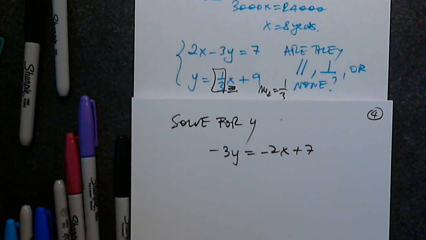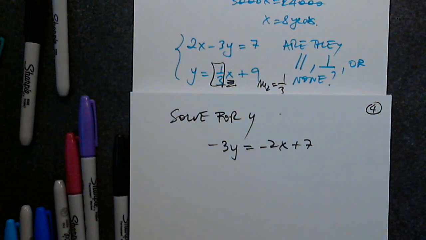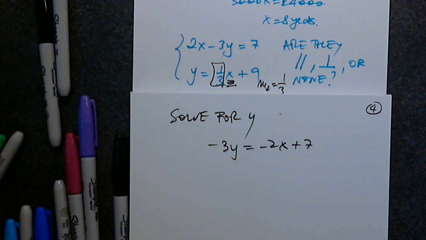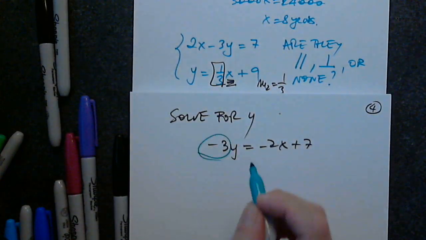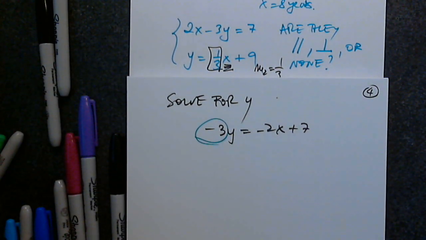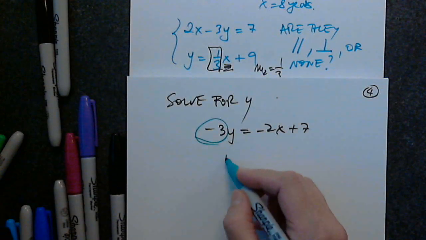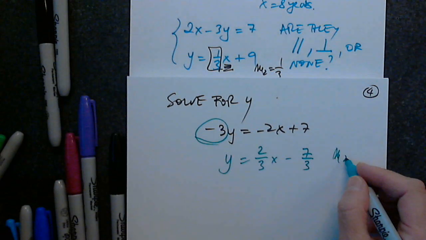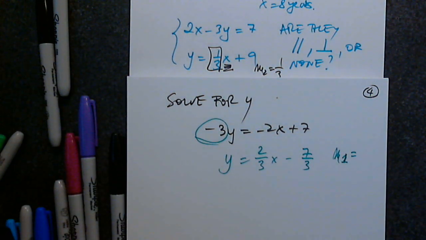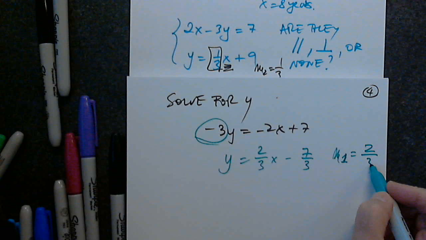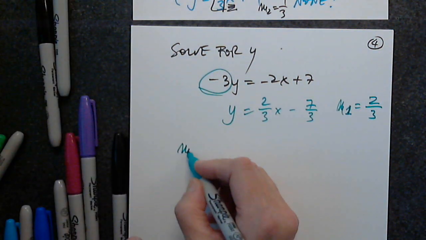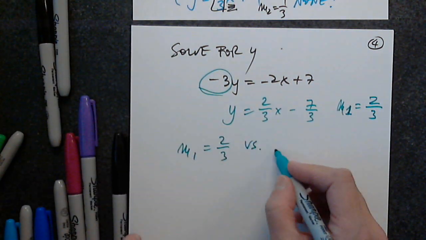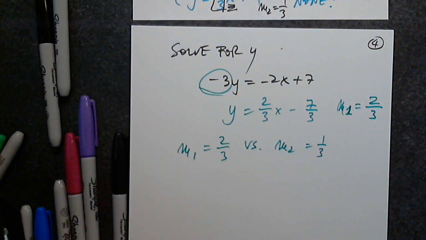And then, what do I need to do to solve for y? I have to solve for y, dividing both sides by? Perfect. So y equals 2/3 x minus 7/3. What is the slope, M1, of the first line then? 2/3. So now we are comparing M1, which is 2/3, versus M2, which is 1/3.